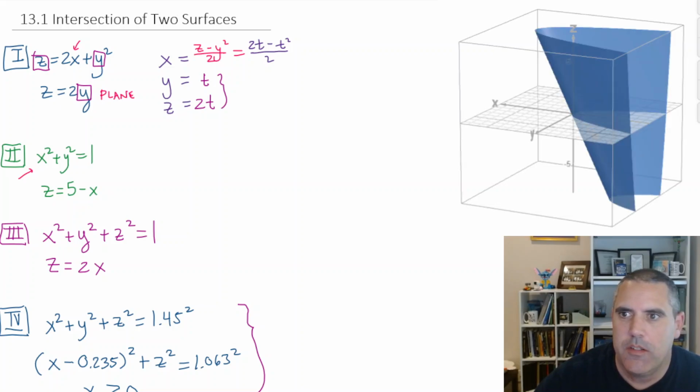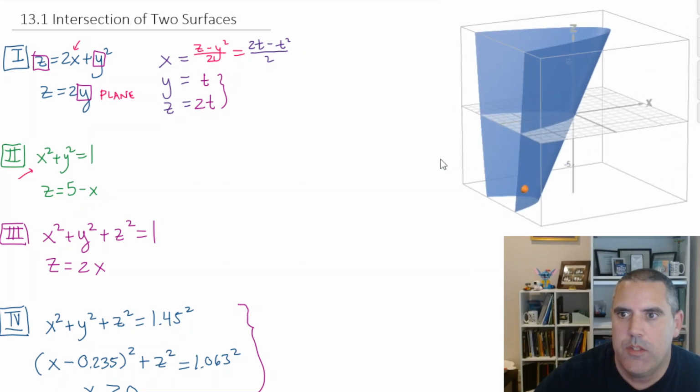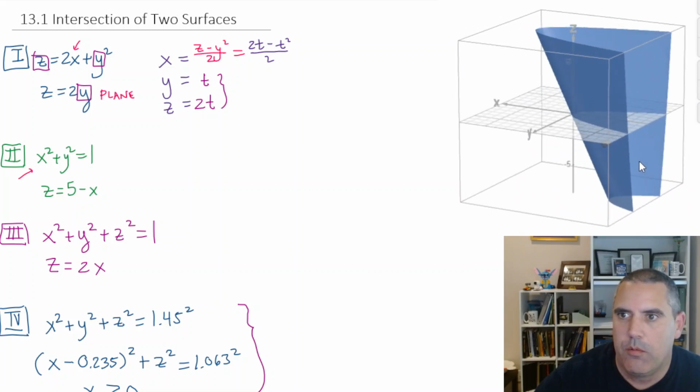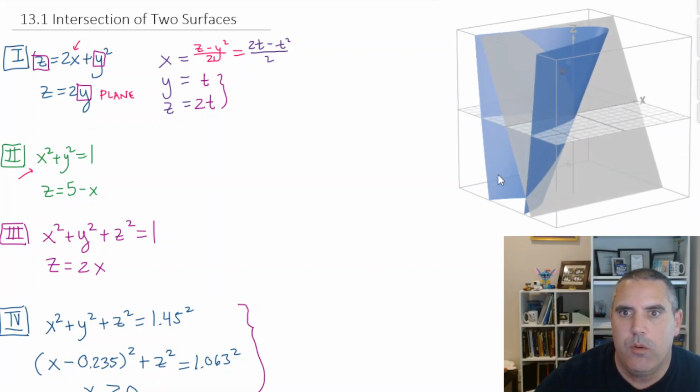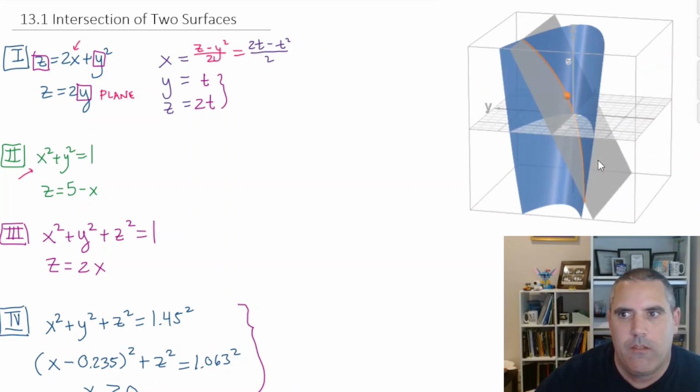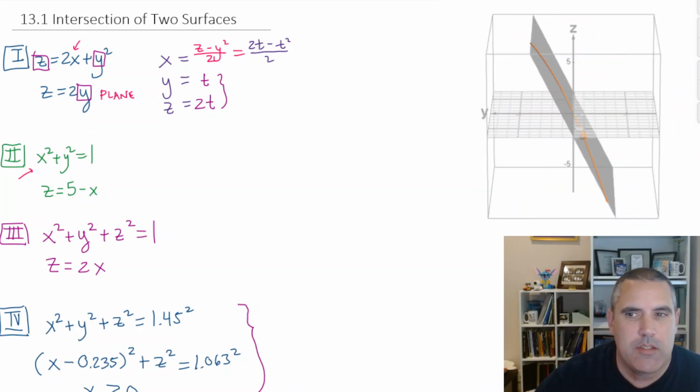Okay, let's see if it's actually on there. So it's always on this surface because we solved for x to make it happen. We already knew it was always going to be on this surface, so it's on both. You could tweak some of these numbers and it's still going to be on there. That gives us that curve. And now it gives us something to work with.